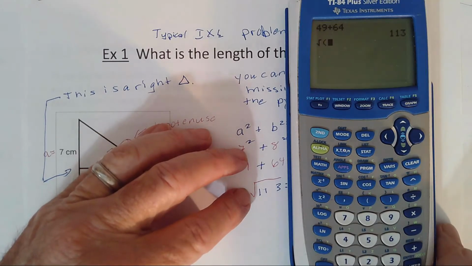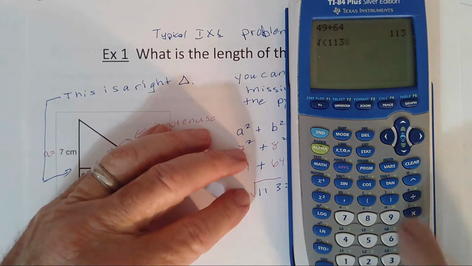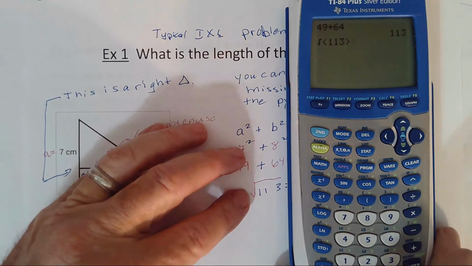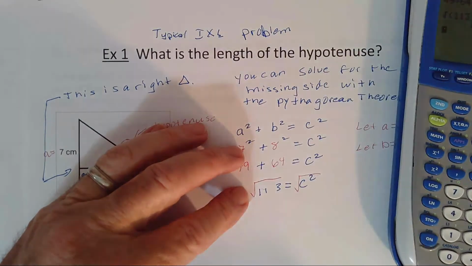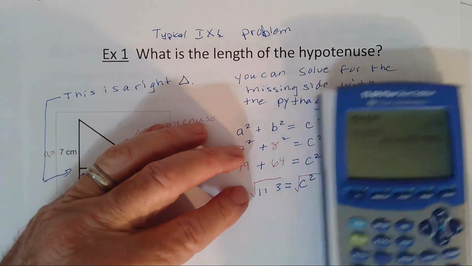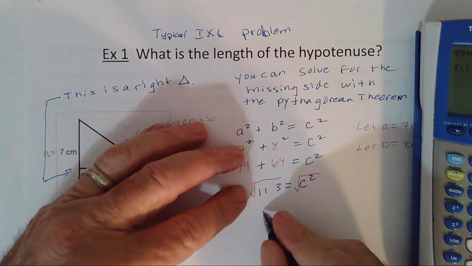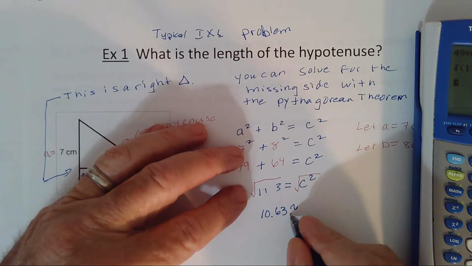So there it is, and then I type in, you notice there's a parenthesis, 113. I have to close that parenthesis. I just put the 113, which was what was in my problem, and I'll click enter, and I get approximately 10.63. See that again, 10.63. So 10.63 is approximately what c is.